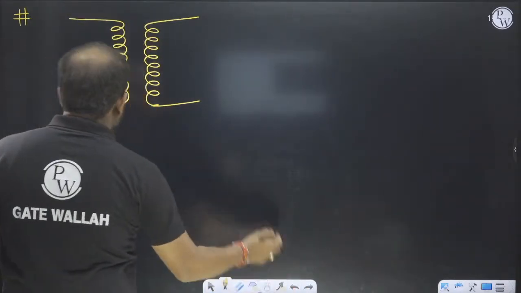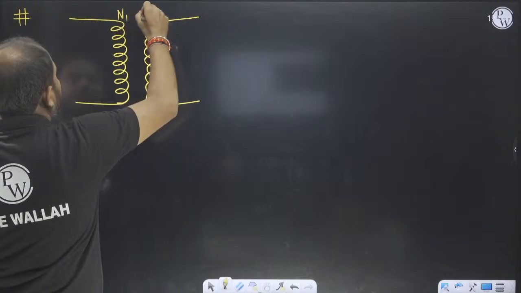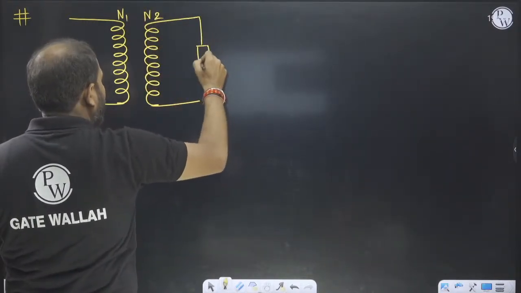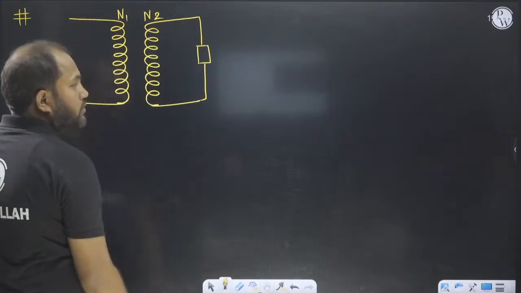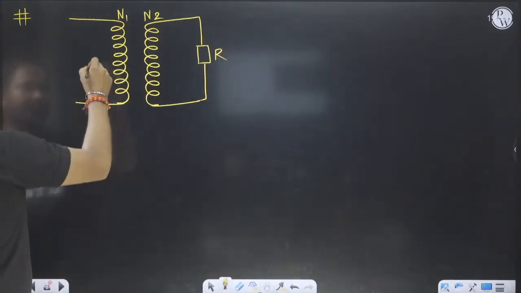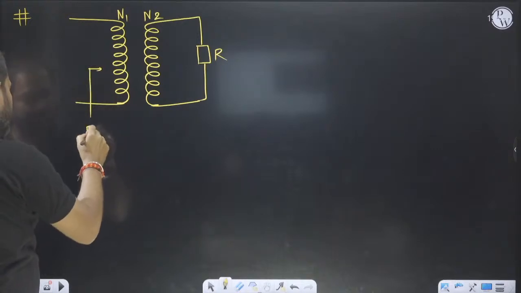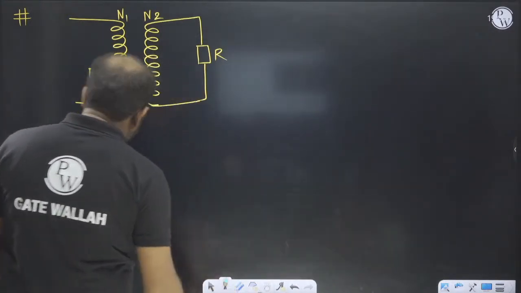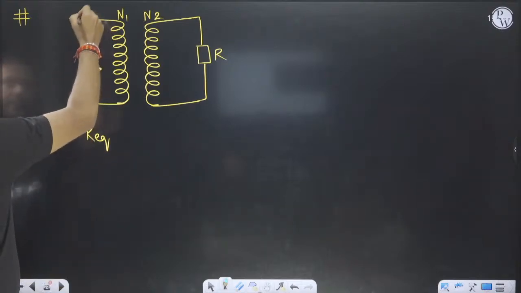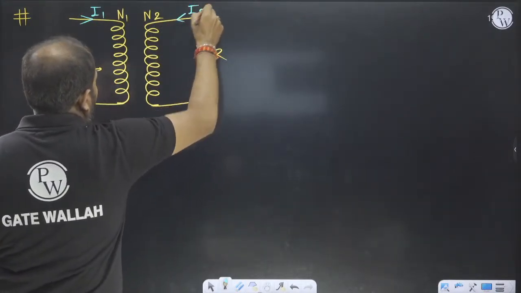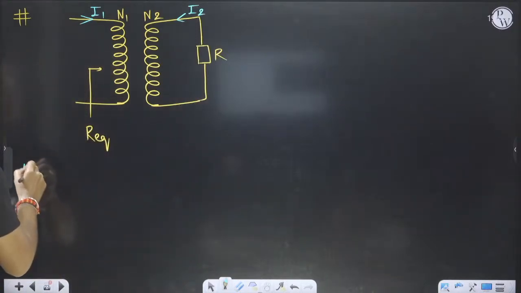We have N1 turns, and here N2 turns, and here an impedance is attached. Something like that, R is attached. Then they are asking what is R equivalent. So we have to find out R equivalent. Here the current is I1, here the current is I2.